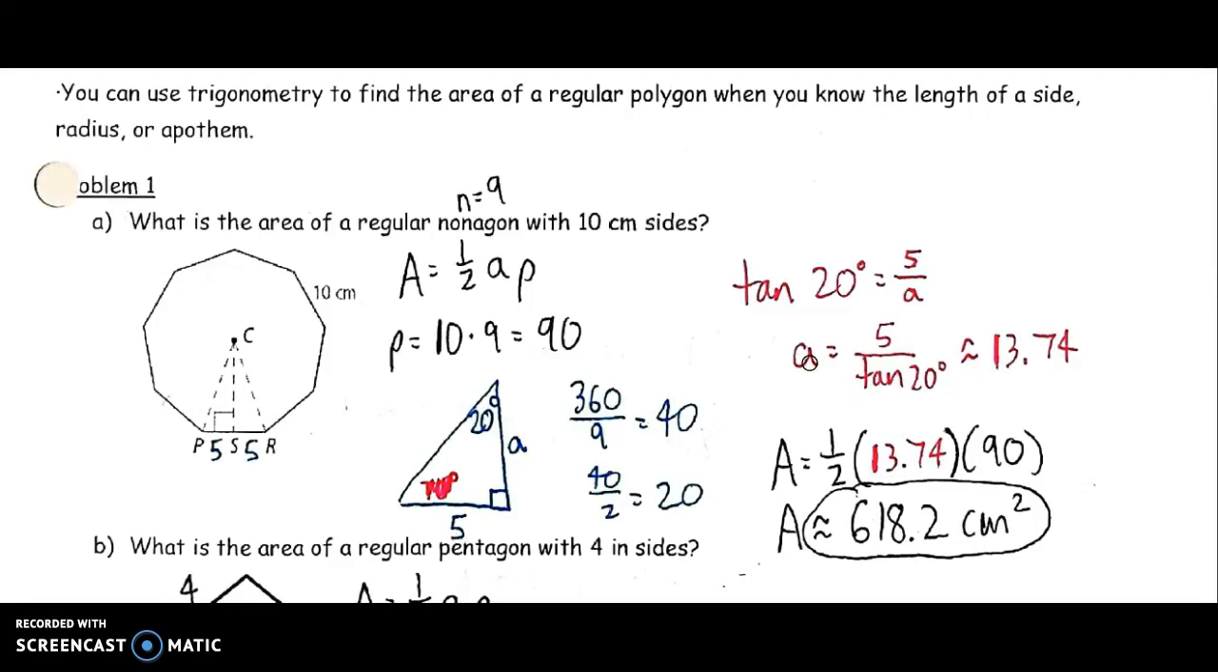Going back to that first answer, the apothem is 5 over the tangent of 20 degrees. We can use our calculator to find that as a decimal, which would be about 13.74. Since that was the only piece missing, and we found the perimeter earlier, 10 for a side length times 9 sides, I just have to plug that into my formula. 1/2 times the apothem times the perimeter is going to give us an area of about 618.